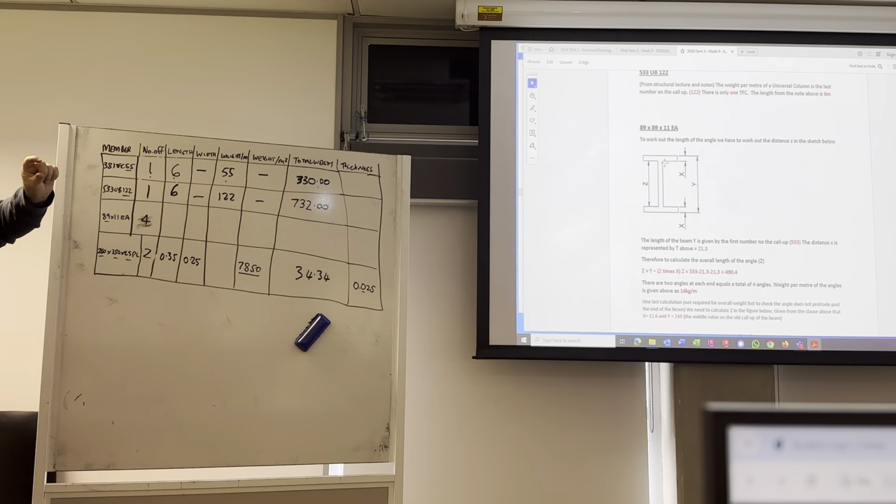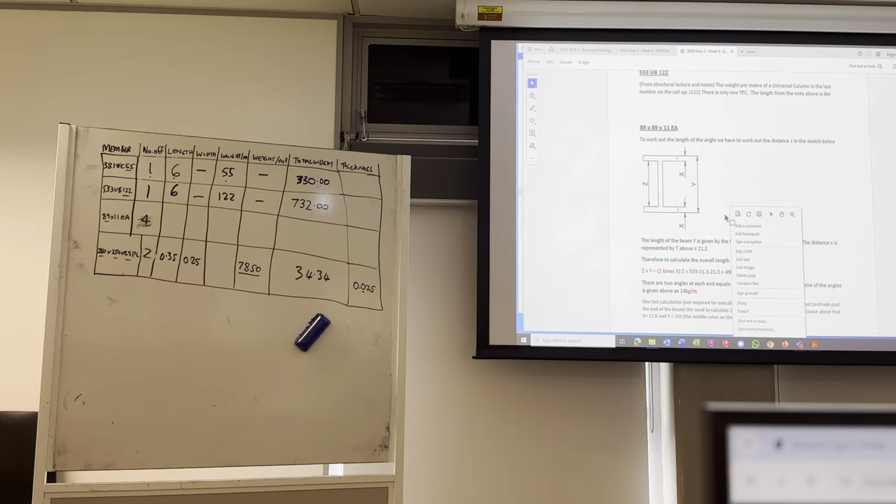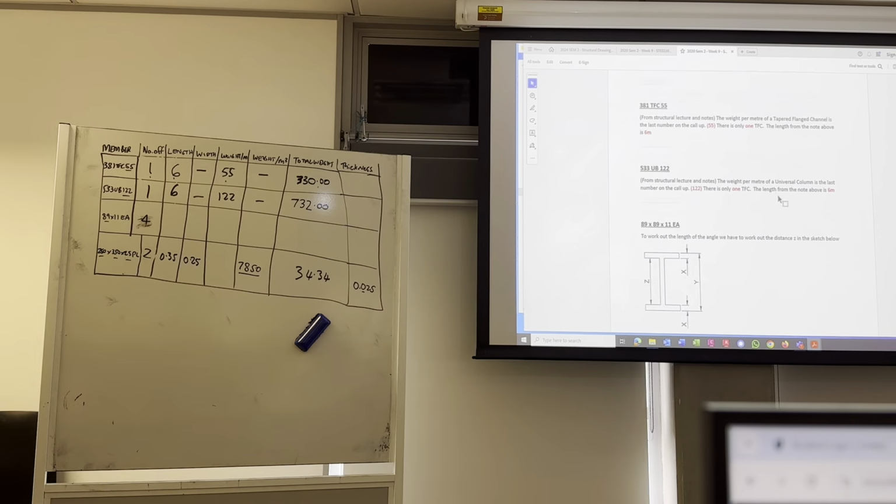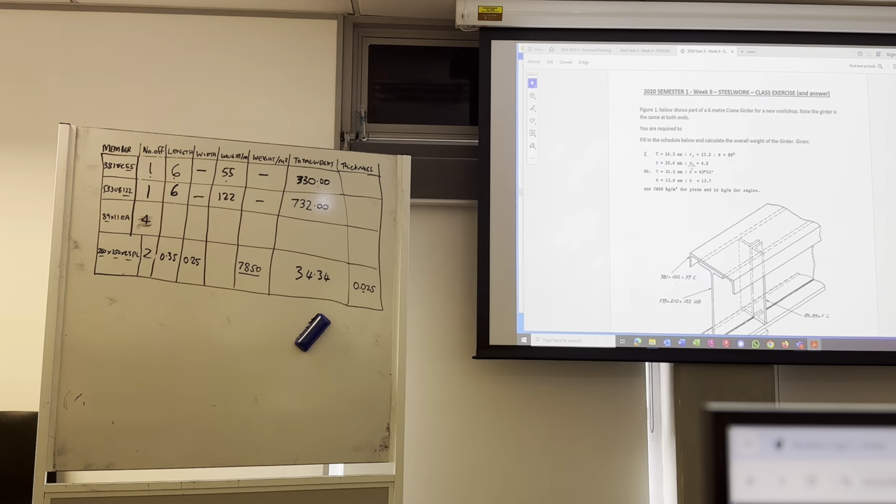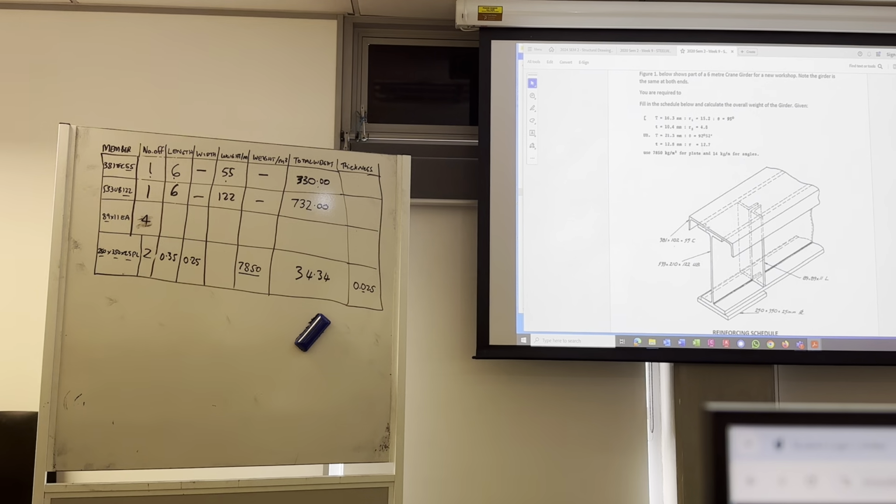But what's the web? Well, in order to find z, we have to take two lots of the web away. Take the web away from people these days and they start crying. The web is either going to be 21.3 or 12.8. And when you look at a picture of a universal beam, even this one, you can see the web is quite a bit fatter than the flange. So the web is 21.3.